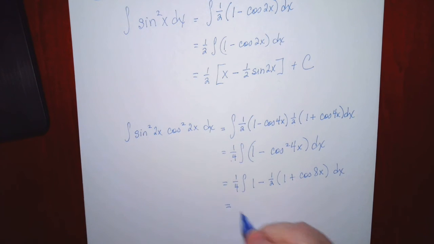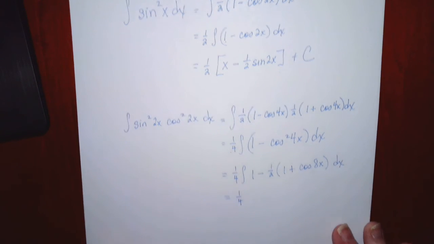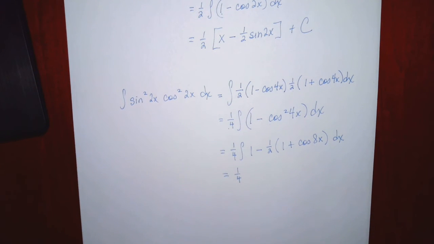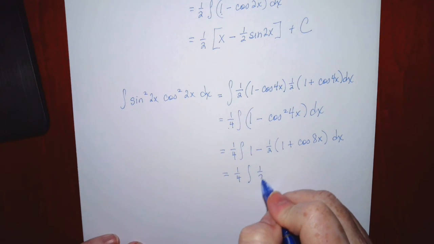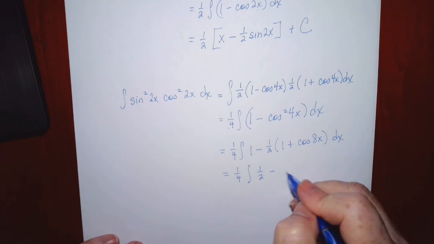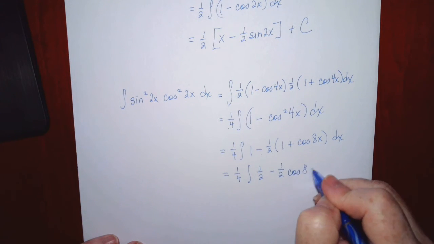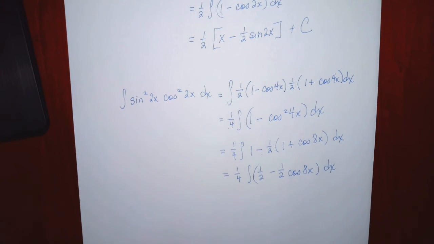Now, personally, before I integrate, I like to combine any like terms. So I would simplify that just a little bit before integration. I have a 1 minus a 1/2 is a 1/2. And then I have minus 1/2 times the cosine of 8x. So I have 1/2 minus 1/2 cosine 8x dx.